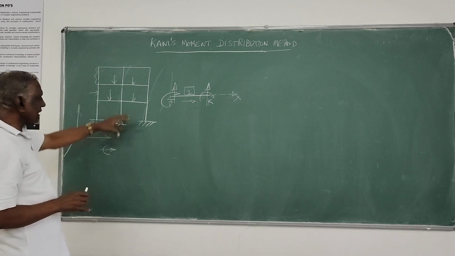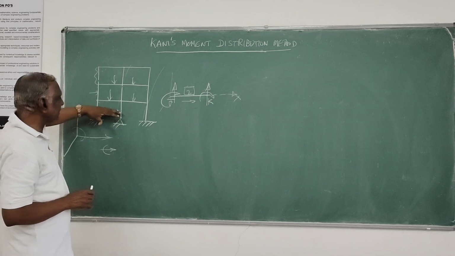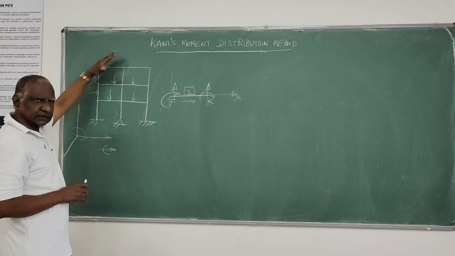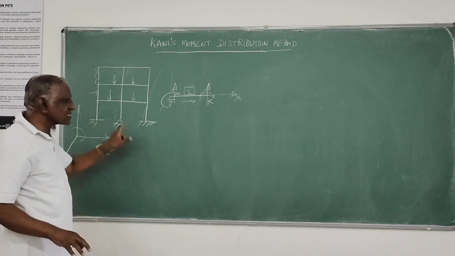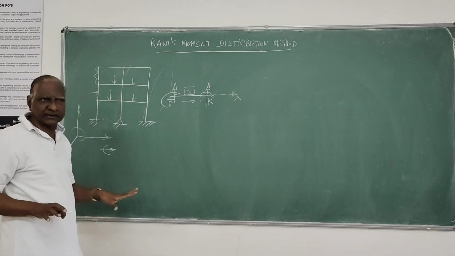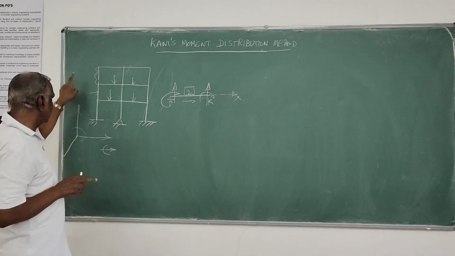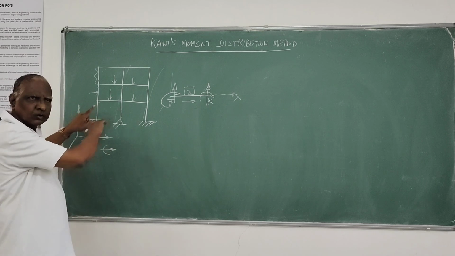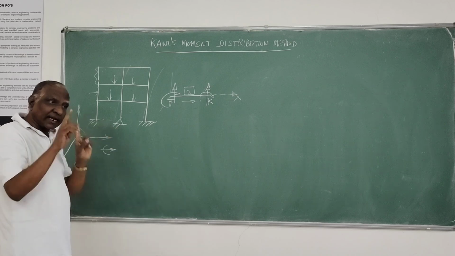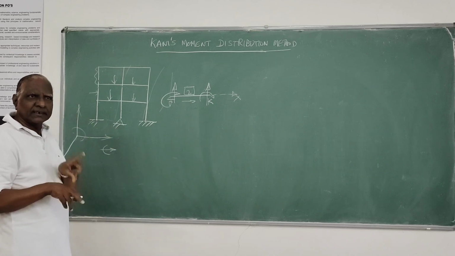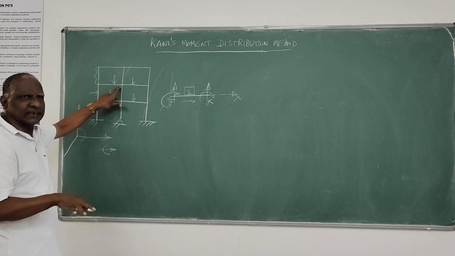So with respect to the global system, we first analyze the structure for the loads applied in the global direction and arrive at the global displacement at all the joints. Global displacement, mind you. Displacement along x, along y, and rotation about the z axis, we determine at each joint. Then we apply the compatibility condition, not equation, condition.